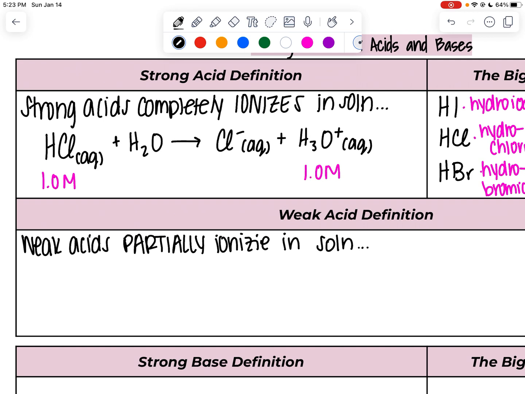For those of you who are just taking Chem 101, you don't have to worry about how to actually calculate a lot of things with equilibrium. For those of you going into AP Chem, equilibrium is huge. You're going to do so many equilibrium calculations. It's going to be so much fun. But for weak acids, they only partially ionize.